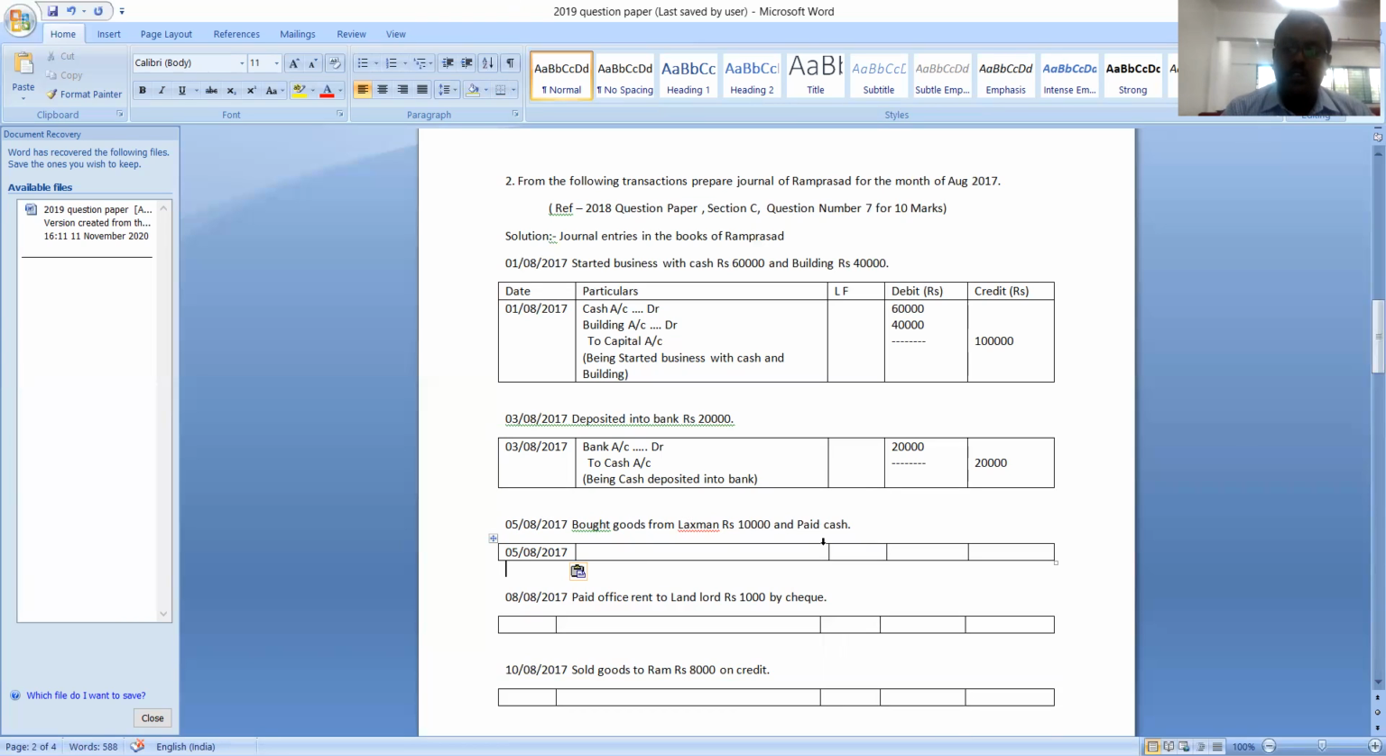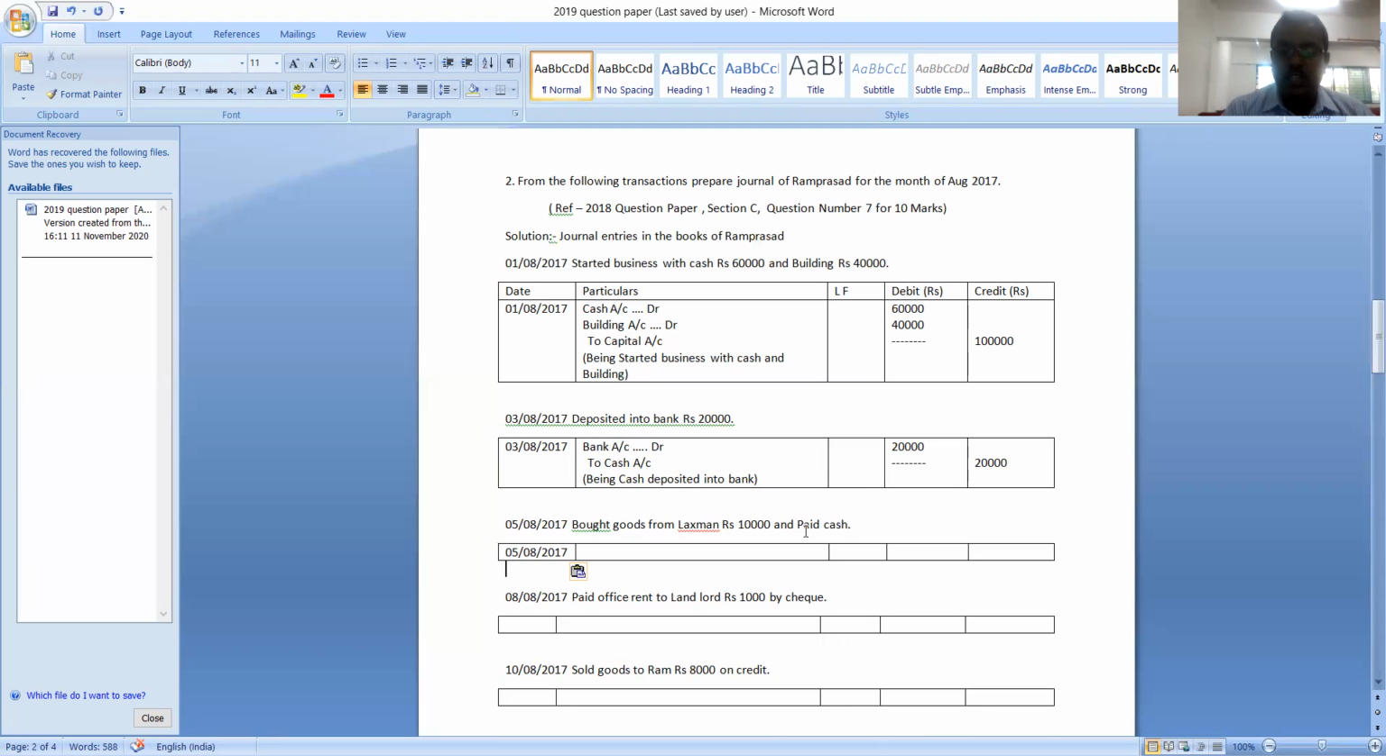If it is a cash transaction, they won't mention the name of the person. Even if they mention the name of the person, they will specify cash or paid cash. Such kinds of transactions are called cash transactions. Suppose they mention the name of the person and do not specify cash or paid cash, then it indicates that it is a credit transaction.